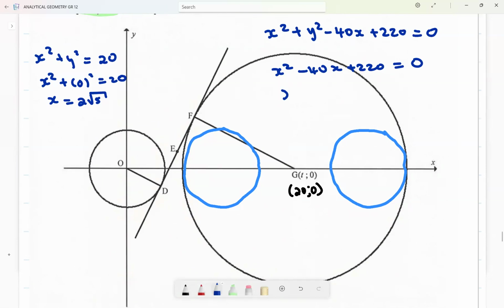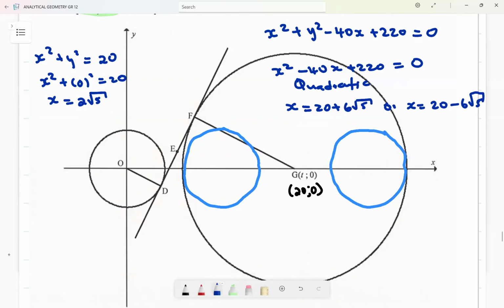The first one is going to be x, using the quadratic formula. It's going to be x equals 20 plus 6 square root of 5. And then the other one, x is equal to 20 minus 6 square root of 5.